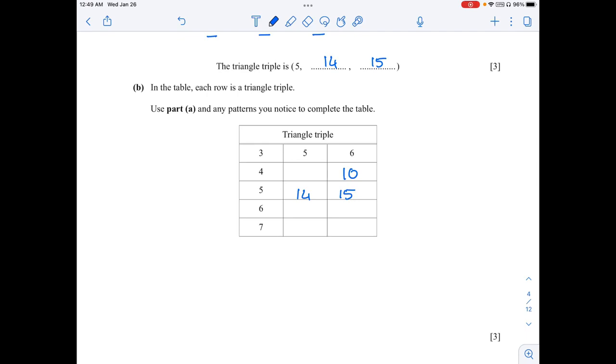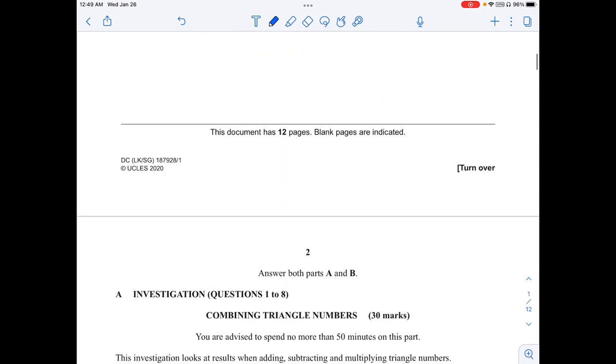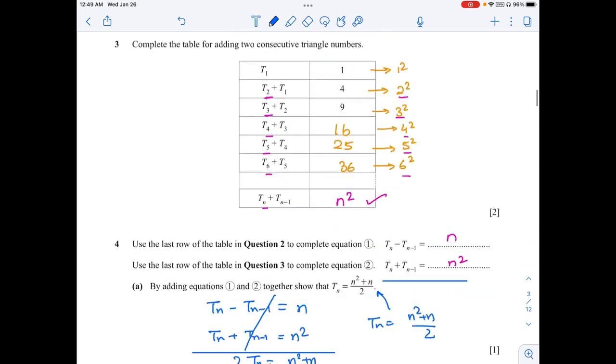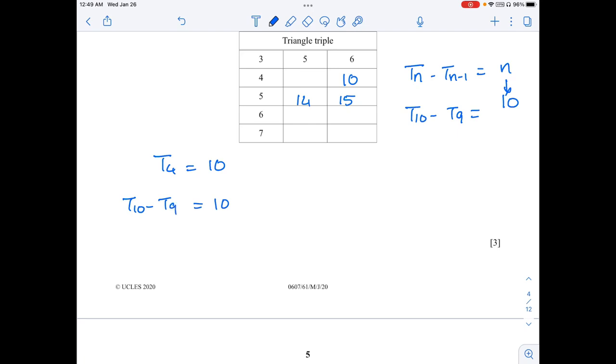So what is 10? We can see that T4 is 10. So go over here. T4 is 10. If I want 10, according to that formula from table 2, Tn minus Tn minus 1 is equal to n. So if n is 10, that becomes T10 minus T9. So T10 minus T9 is equal to 10.